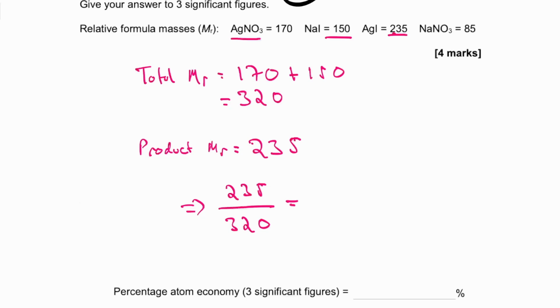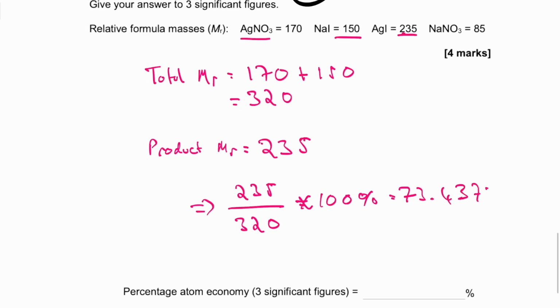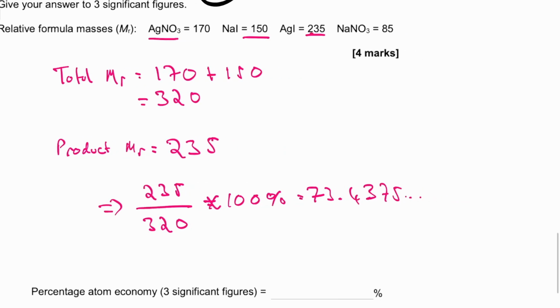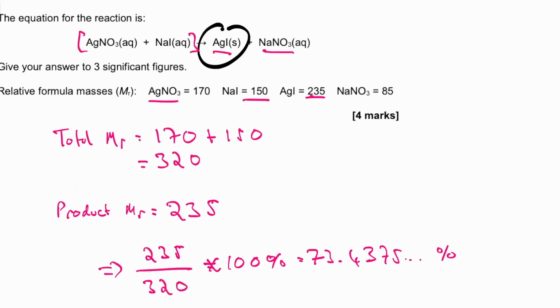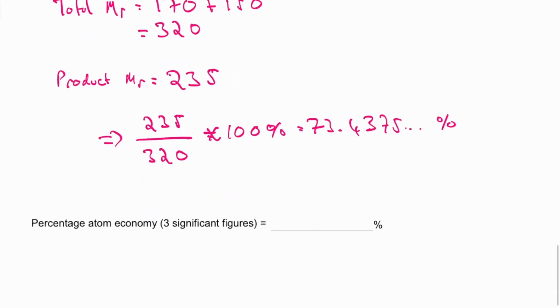320 was the total. So the atom economy, if we times that by 100%, we should get an answer of 73.4375 and so on percent. The key thing in the question is how to round it. It tells us to round to 3 significant figures, so you should get a total answer of 73.4%. That's 3 significant figures.